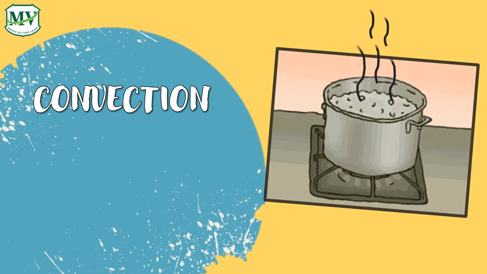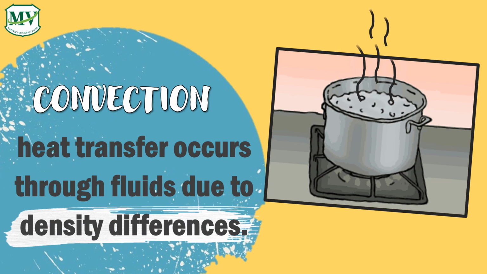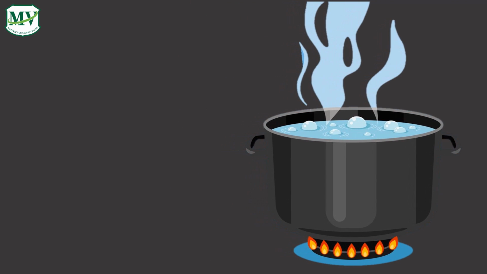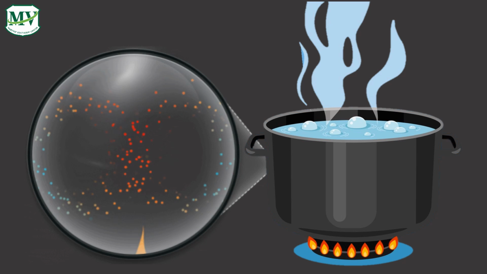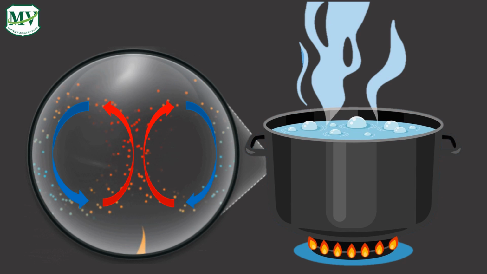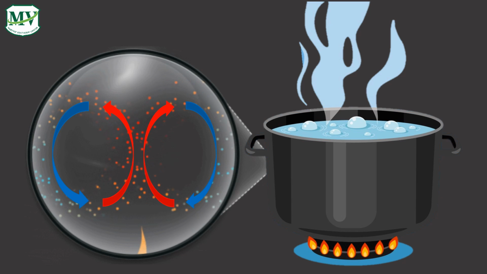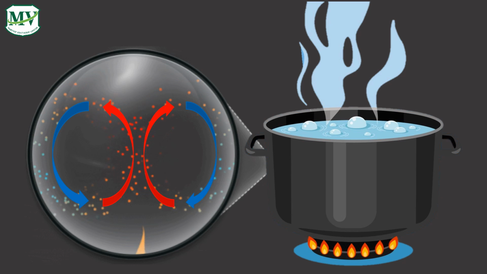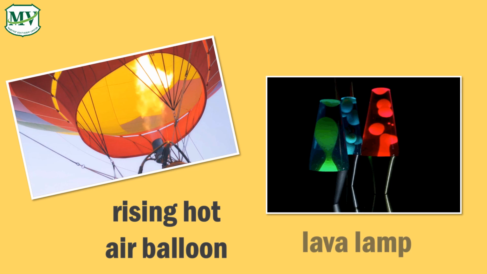Convection, on the other hand, takes place in fluids that are moving because of density differences within the material, such as liquid or gas. For instance, when boiling water in a pan, the heat is transferred from the pan to the water. When the water molecules are heated, they become less dense and rise, while the molecules of cool water above go down to replace the molecules of hot water at the bottom. This creates the circular movement of molecules called a convection current. Other examples are the rising of hot air balloons or the lava lamp.